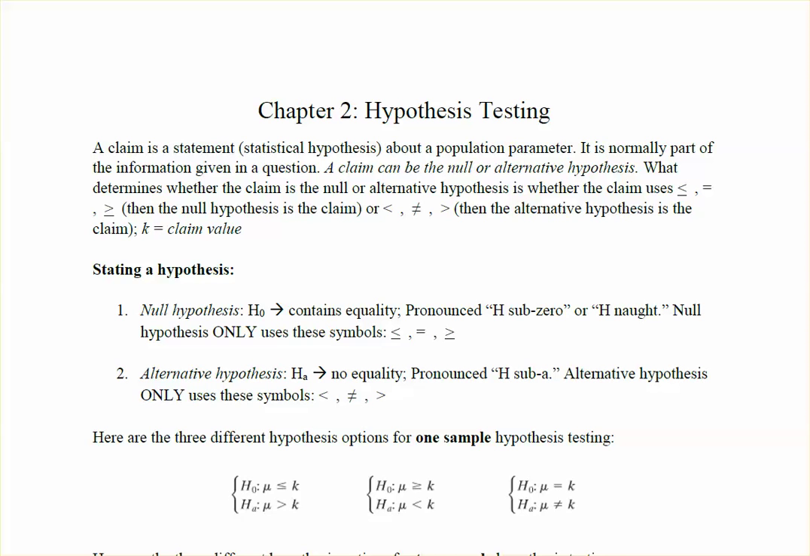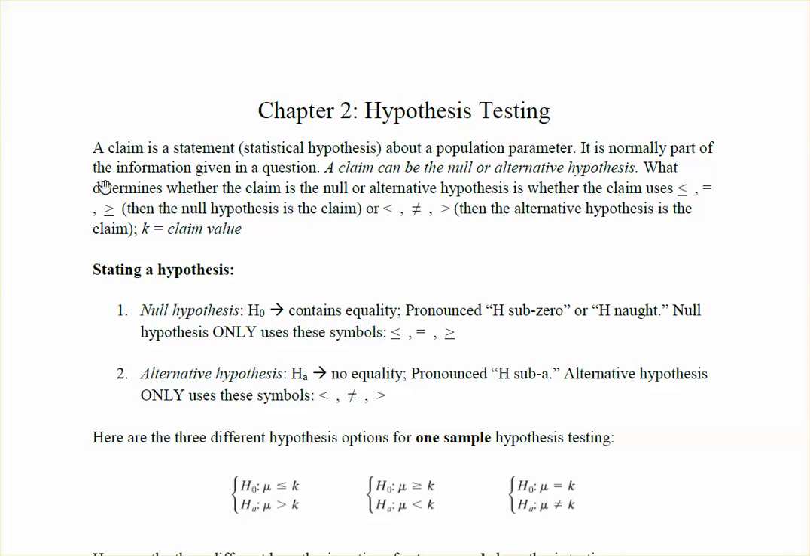So Chapter 2, Hypothesis Testing, to start out with, is about claims. And a claim is just a statistical hypothesis about a population parameter. A good example of a claim is what you guys have already found for your first project. So those claims that you found where you had an actual percentage, and then you had a certain percentage of people thought this or did this, that would be your statistical claim.